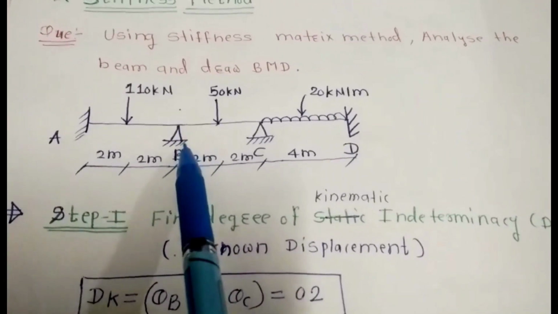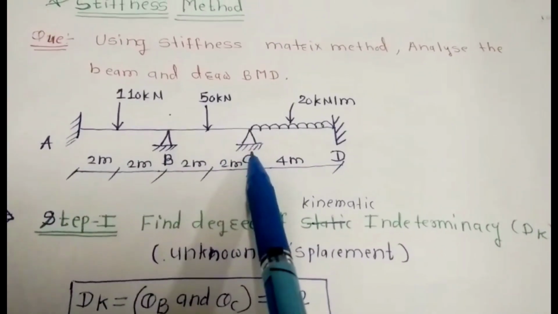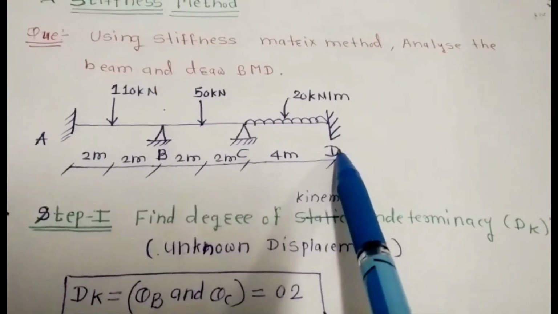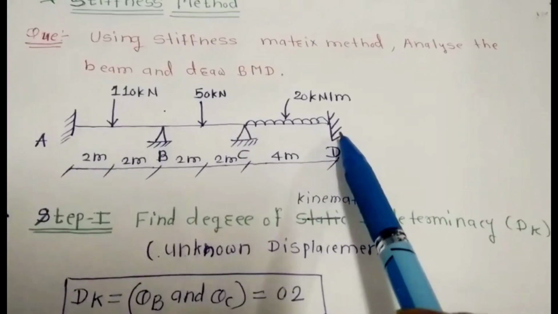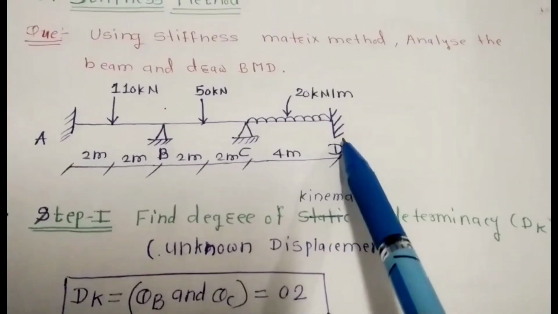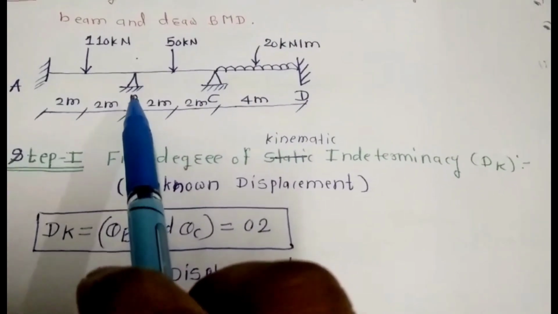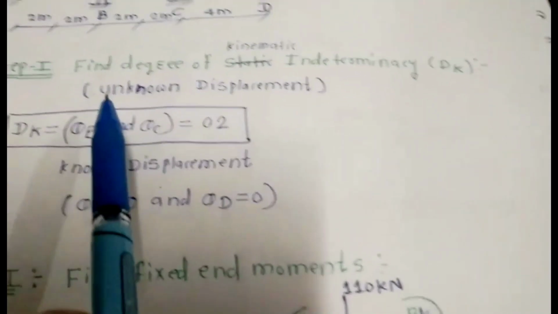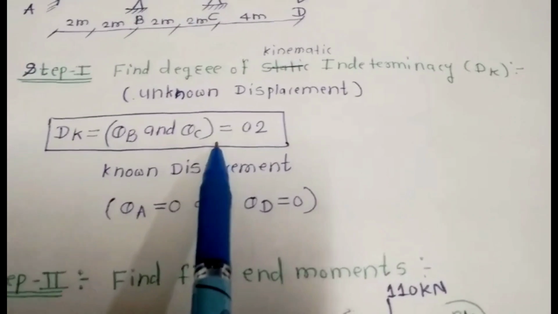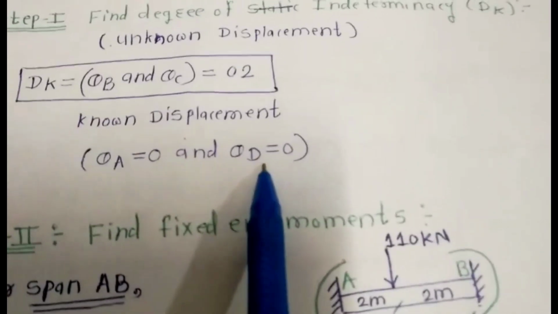Now at support B and at support C, theta B and theta C are the unknown displacements, but the vertical deflection at B and C is 0. At point D you can see again there is a fixed support, so theta, that is slope, as well as the deflection, that is the vertical displacement, is 0 at point D. So there are only two unknown displacements, that is at support B and at support C. That is, the unknown displacements are dk equal to 2, that is theta B and theta C. And known displacements are theta A equal to 0 and theta D equal to 0, because at A and D there is a fixed support.